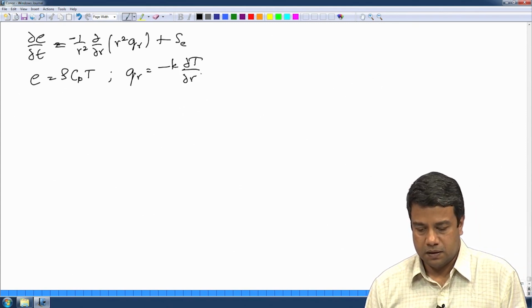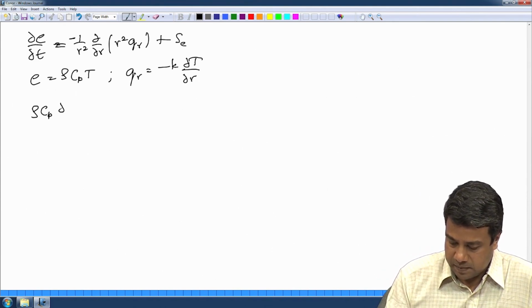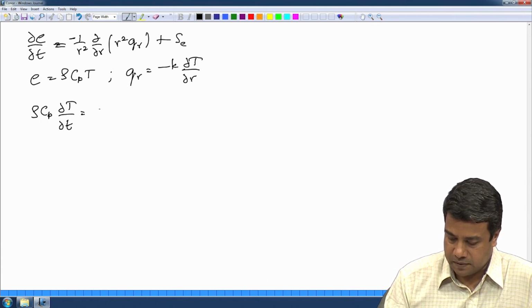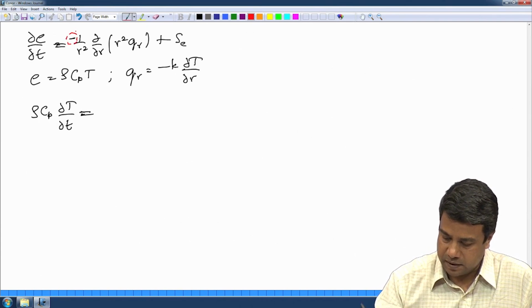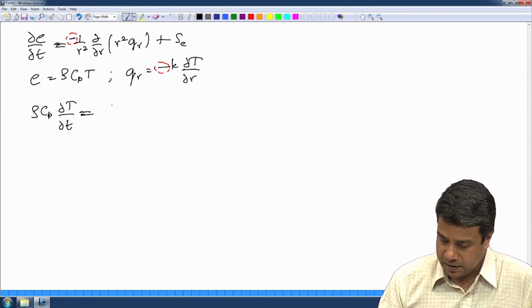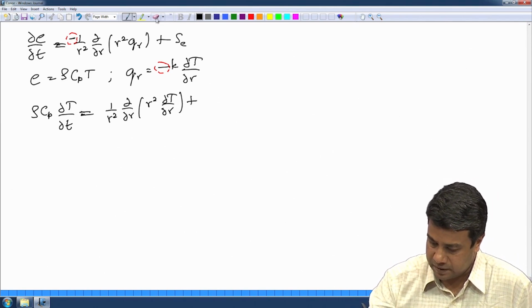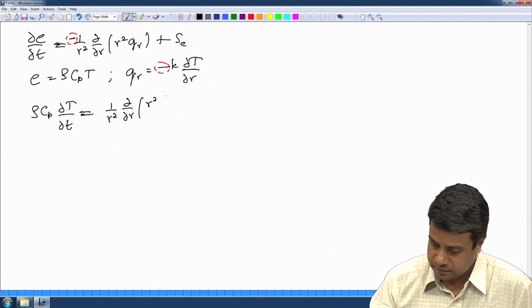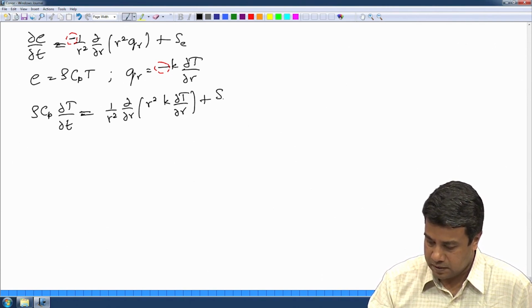And if rho and Cp are constants, I will just get rho Cp partial T by partial t is equal to, I have two negative signs here, one in the equation and the other in the expression for the heat flux. So, these two will give me a positive. I will get 1 by r square d by dr of r square K dT by dr, I am sorry, I should have a K there, plus the source.